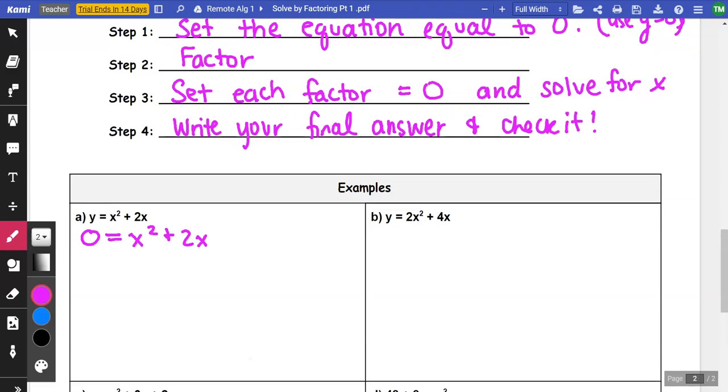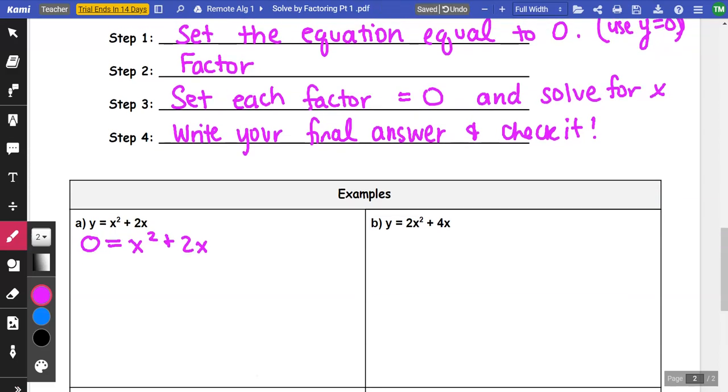Step 2, factor. So when I look at x squared plus 2x, I only have two terms, and I want to see if they have a greatest common factor. Well, x squared and 2x have a greatest common factor of x, so I'm going to factor that out. And then I'm going to have left x plus 2. And I know that's right because x times x is x squared, x times 2 is 2x.